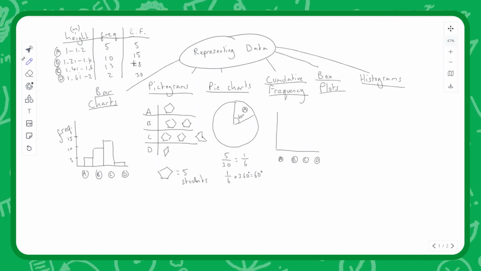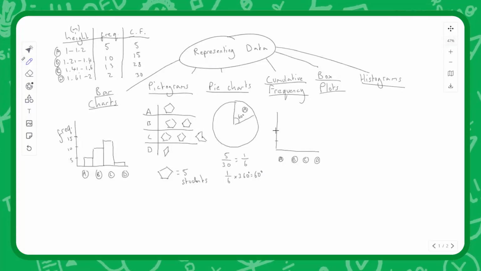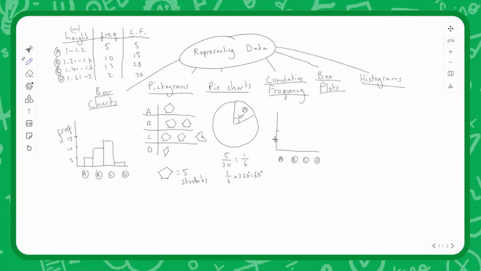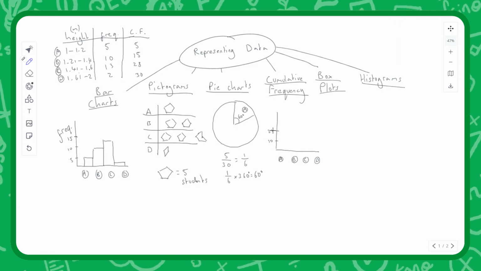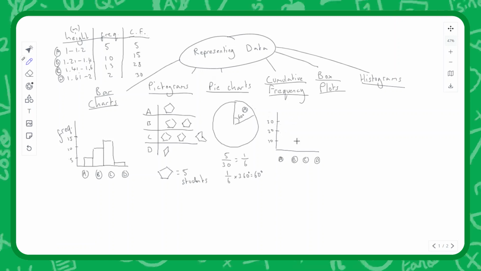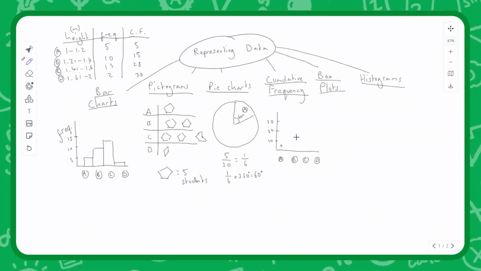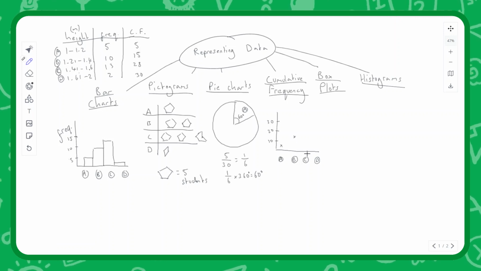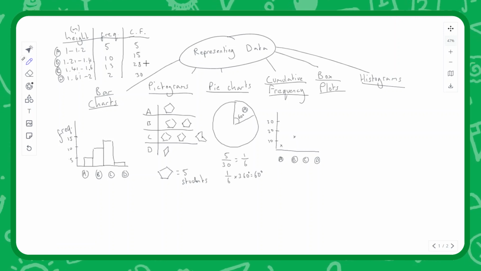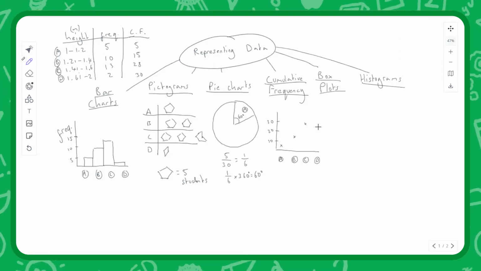And so looking at this, I'm going to have a total of 30. Let's say it's 10, 15, 10, 20, and 30. So I know category A is just 5, and so I can put 5 there. Category B is 15, and so I put 15 there. Category C is 28, and so I go up to 28 there. And category D is 30.